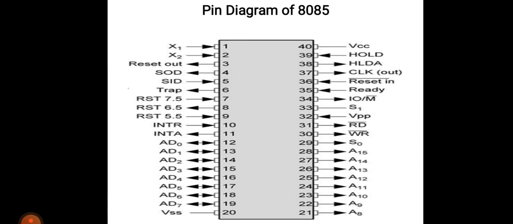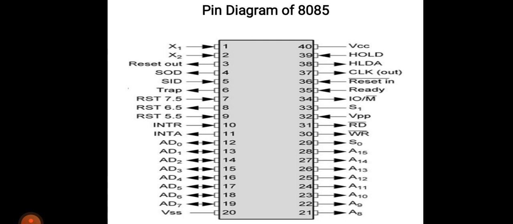Then the next one is the clock signal. There are three clock signals, that is X1, X2 and clock out. X1 and X2 are pins where a crystal, RC or LC network is connected, and it is used to set the frequency of the internal clock generator. This frequency is internally divided by 2. Then another clock signal is clock out. This signal is used as a system clock for devices connected with the microprocessor.